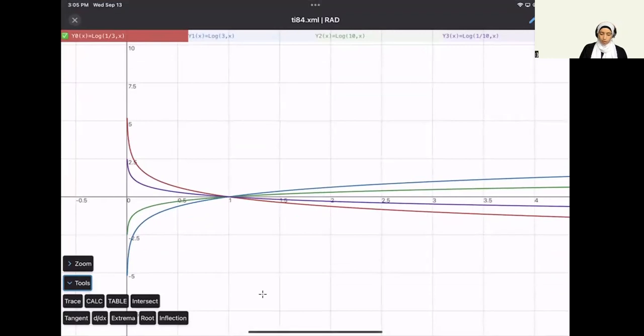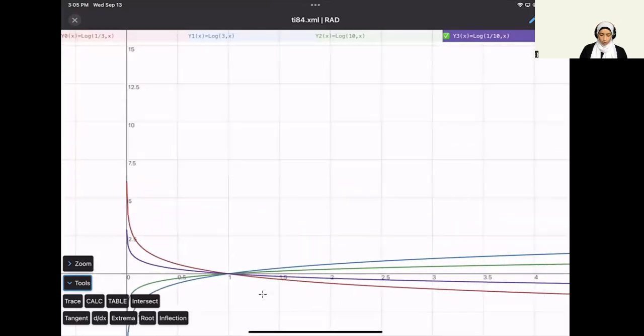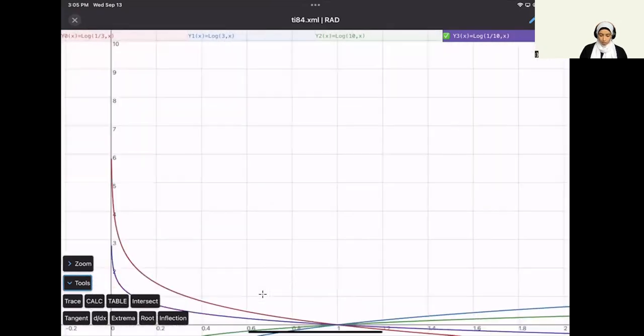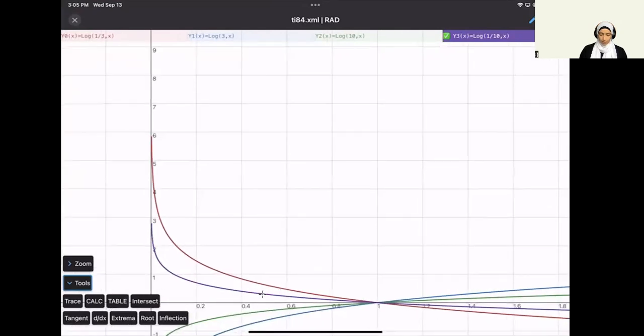So over here, look at the ones that are reciprocated. 1 over 3 is the red one, and 1 over 10 is the purple one. Have a look at how they behave. So they've been reflected about the x-axis, right? So they grow about the x-axis like this. They're approaching y is equal to 0.